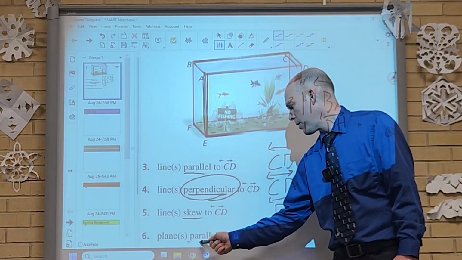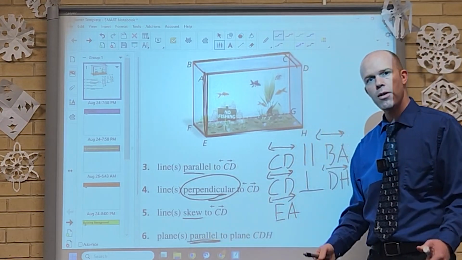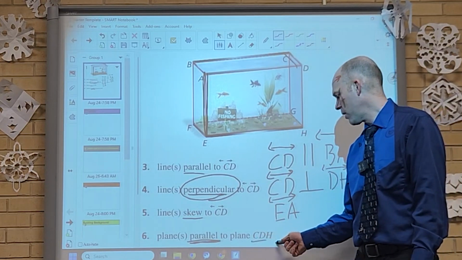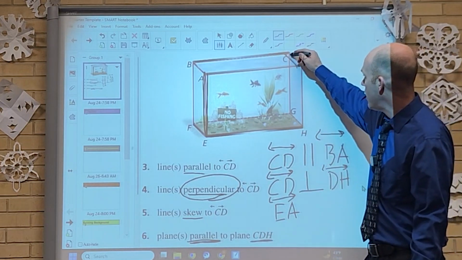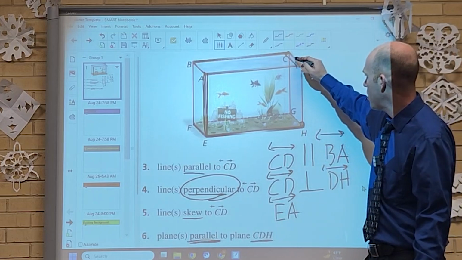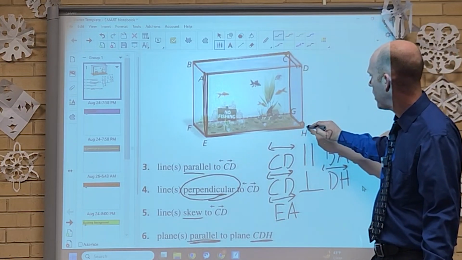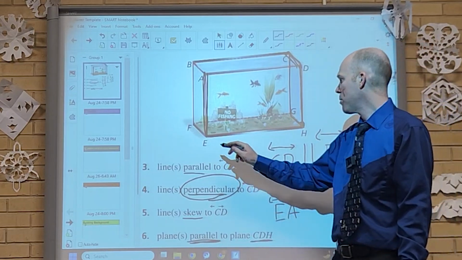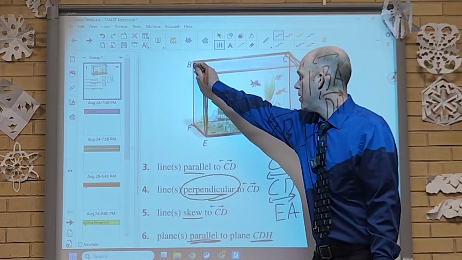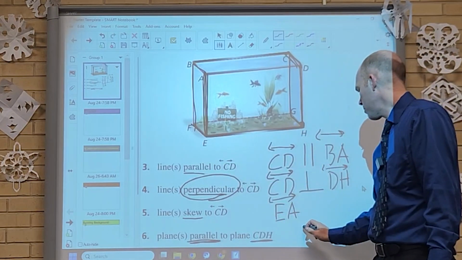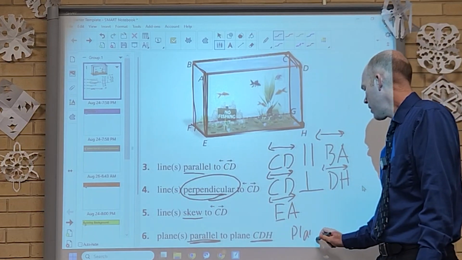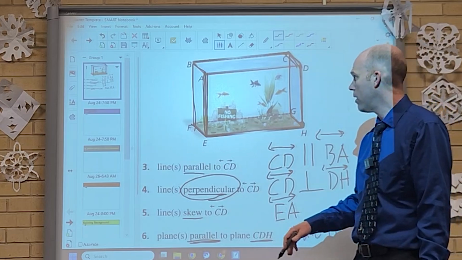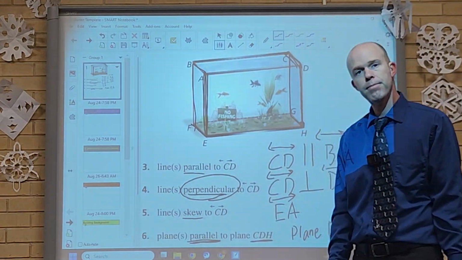All right, when we're talking about parallel planes, they're like parallel lines in that they need to stay the same distance apart. And so the plane that we're looking at is CDH. CDH would be 3 points that would show the plane on this right-hand side over there. The parallel plane in this picture would be FEA. So you could call it plane FEA, our parallel plane in this picture.